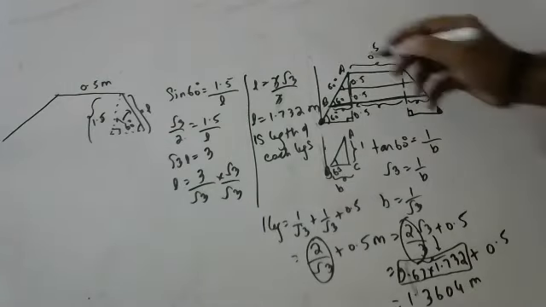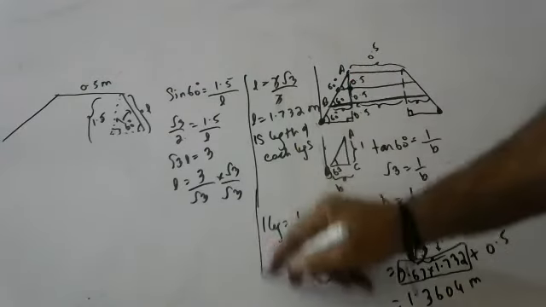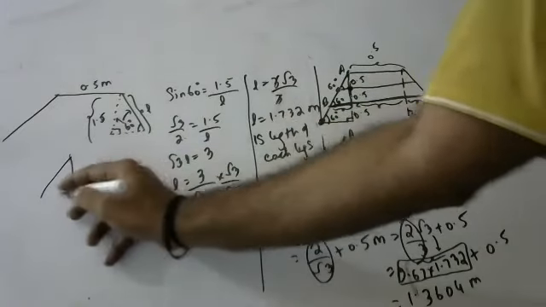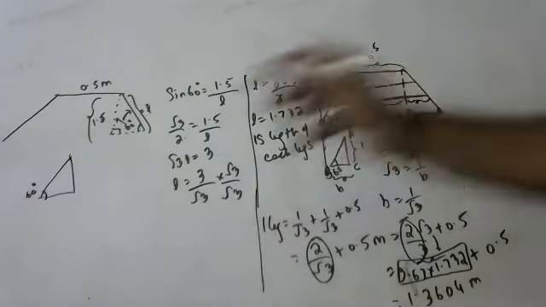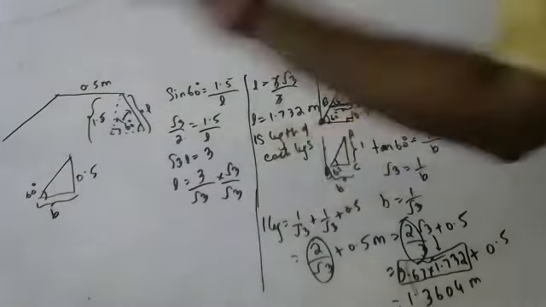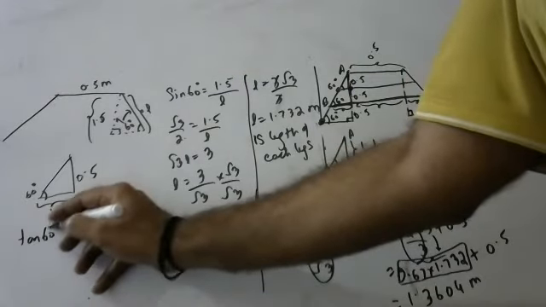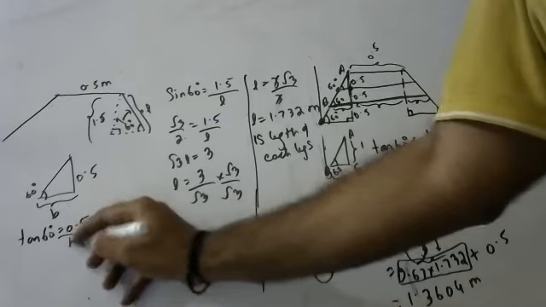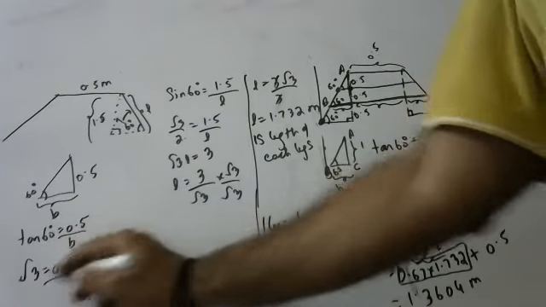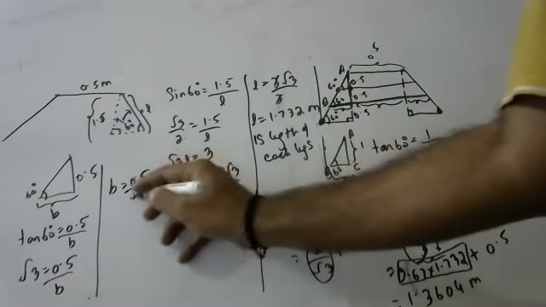Same procedure will follow, but now we will take this small triangle. The small triangle is very small, children. See here, this angle is 60 and this side is just 0.5. And you have to find out the base again. So tan 60 is how much, children? Tan 60 is root 3, equal to 0.5 by B. So root 3 is equal to 0.5 by B, that is, B is equal to 0.5 by root 3.